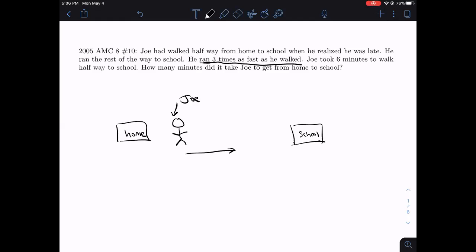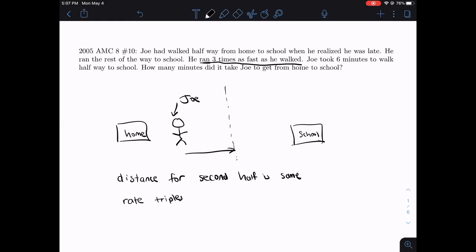So if you took 6 minutes to walk halfway to school, then let's say this is the halfway point. Okay, so in order to walk halfway, the second part should be the same distance. So distance for second half is the same. However, let's look at how the rate changes. So the rate triples.